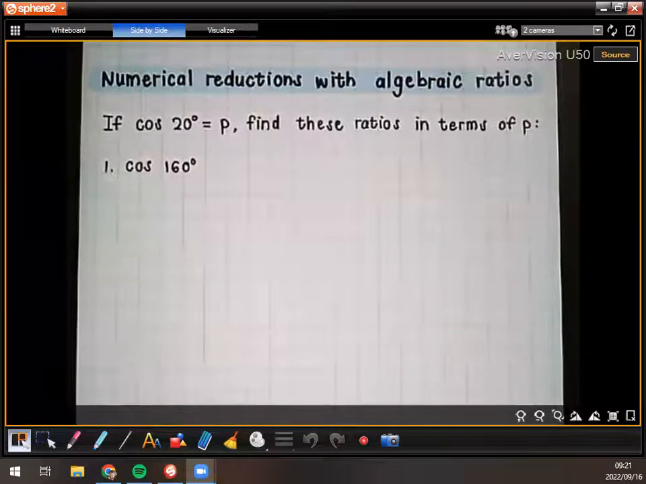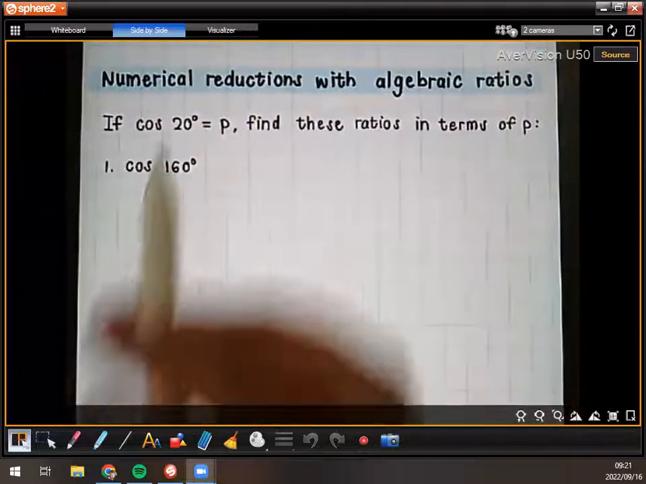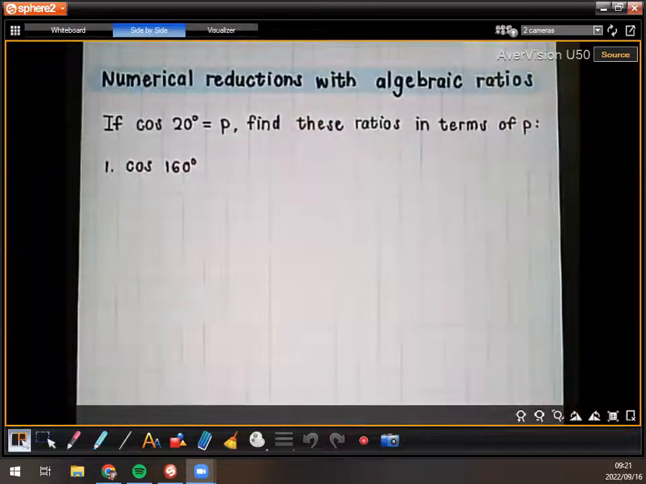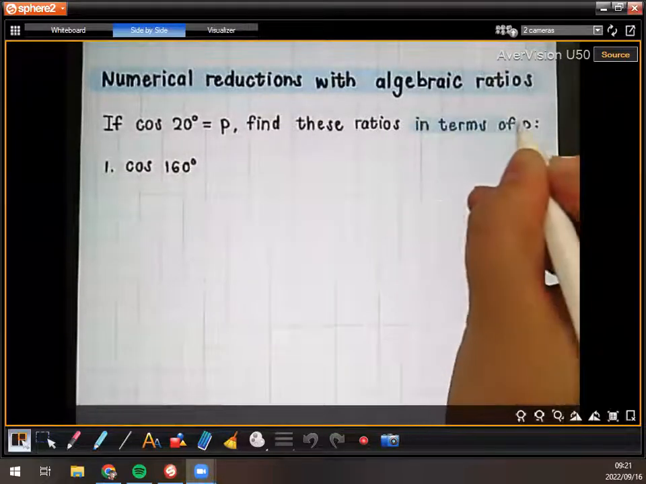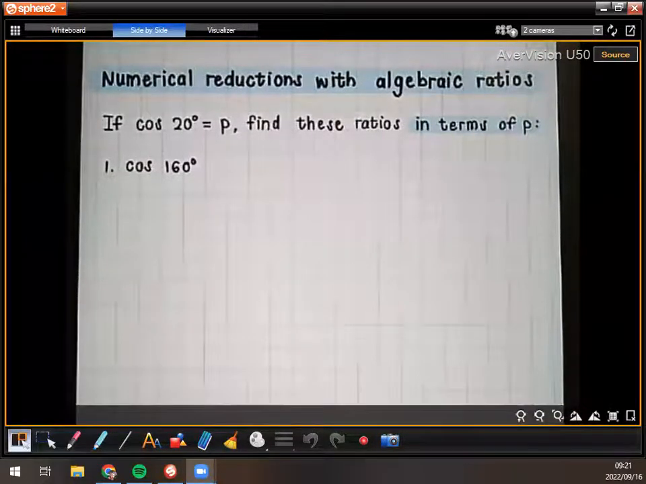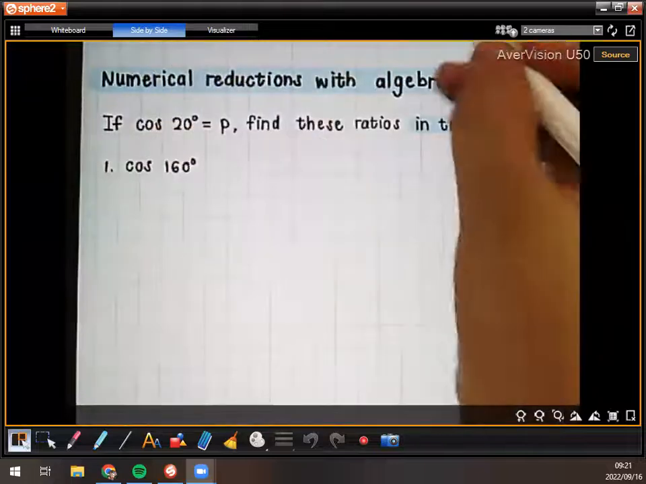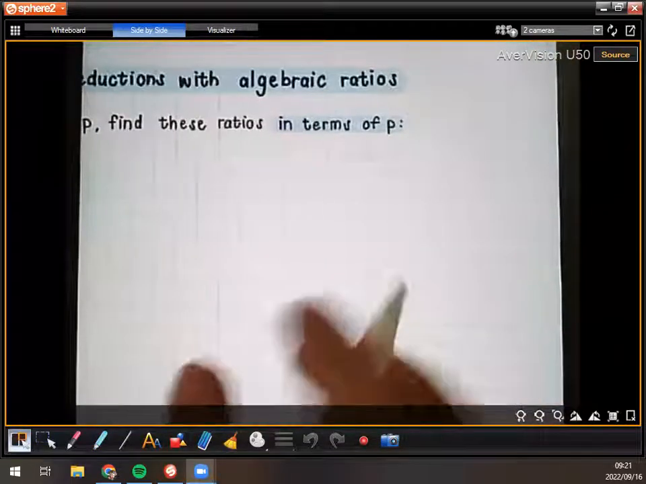Okay, so we're told that cos of 20 degrees is equal to P. And then I want us to find these ratios, so there's going to be more than one, right? The first one is cos 160 in terms of P. Now, in terms of P means that your answer has to be in terms of P, as in you have something like 2P or minus P or P plus 1. Okay, you're not going to get a number as your answer. If they say in terms of P, that means that you have to have P in your answer. Let's add that in.